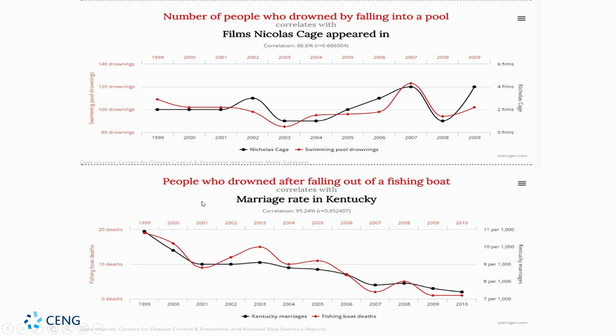In the next one you're seeing here, the people who drowned after falling out of a fishing boat versus the marriage rate in Kentucky. You can see that the correlation is pretty neat. They're pretty close to one another. But again, these things really have nothing to do with one another. They just happen to correlate.